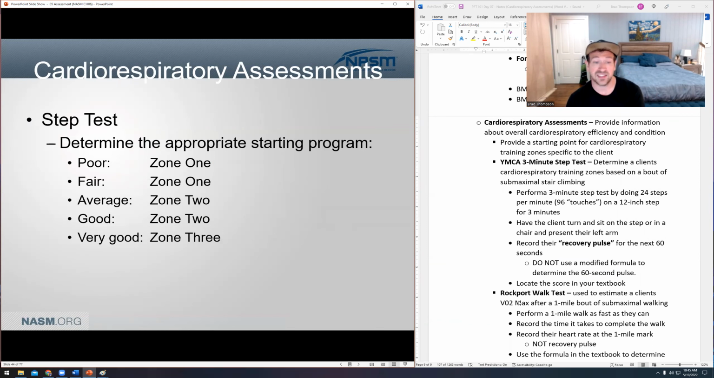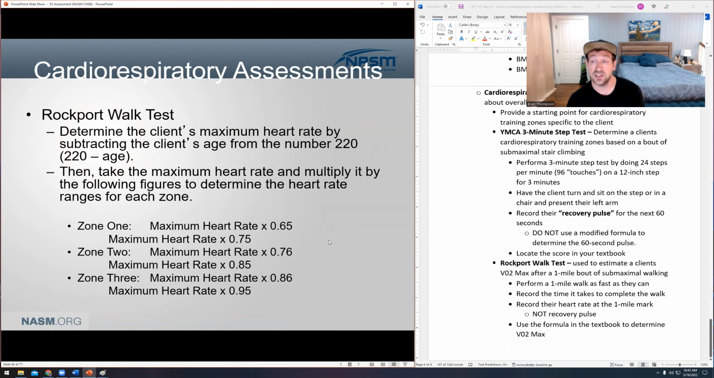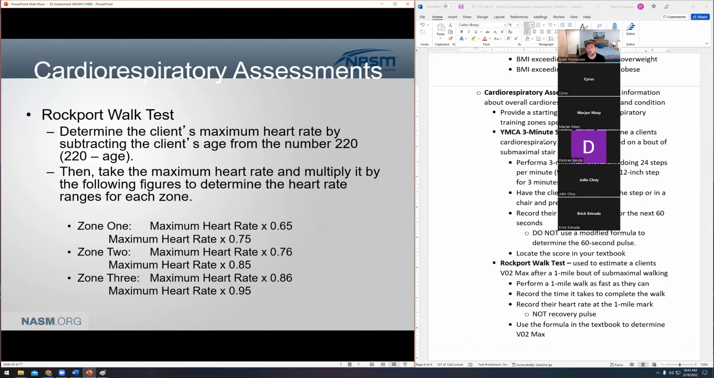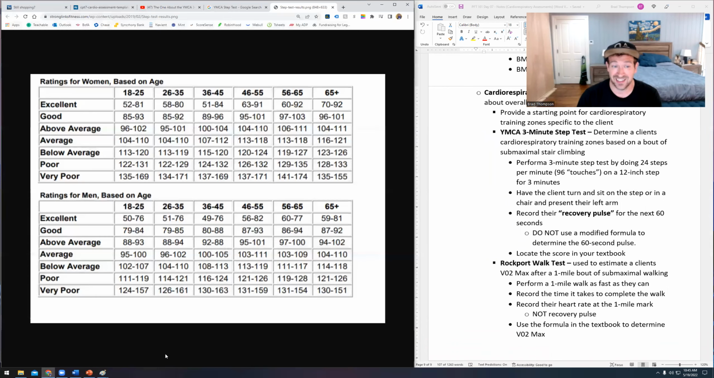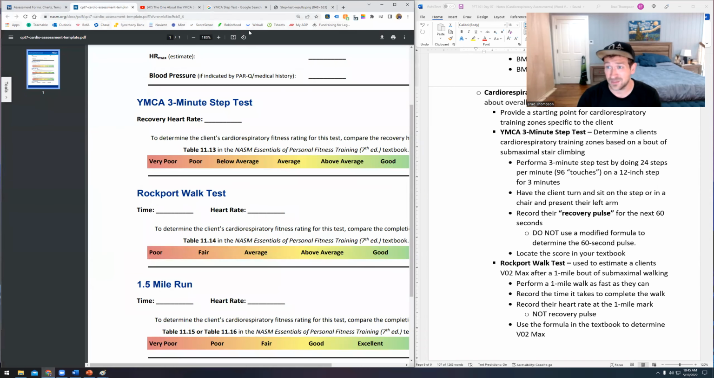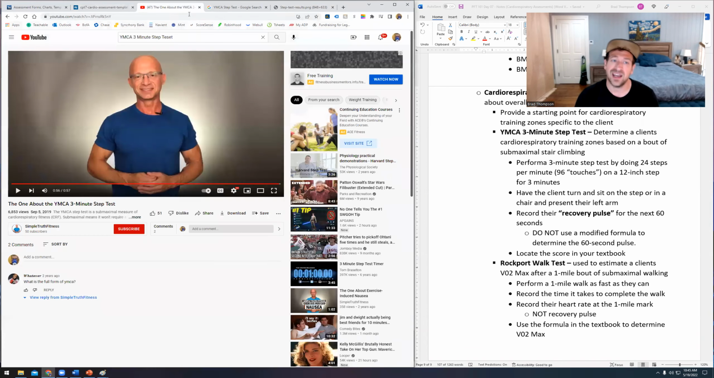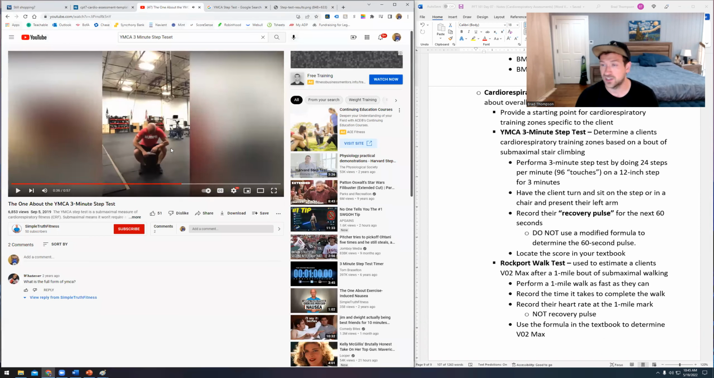And the same thing is true for my next assessment, the Rockport walk test. Maybe you've got a client. Now here's the thing. I like the YMCA step test the best because it's 3 minutes. How long is my assessment? It's 4 minutes long. 3 minutes of stepping, 1 minute of counting their pulse. That is easy, right? Done and done. But not everybody can handle a 12-inch step like that. Could be kind of high impact for some people if they have bad knees, arthritis, anything like that.